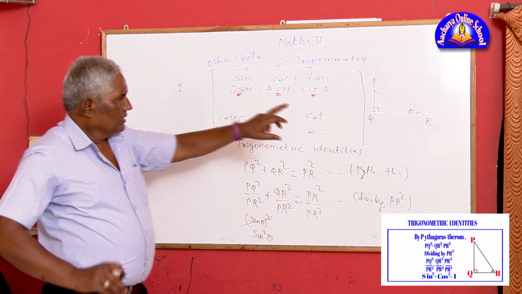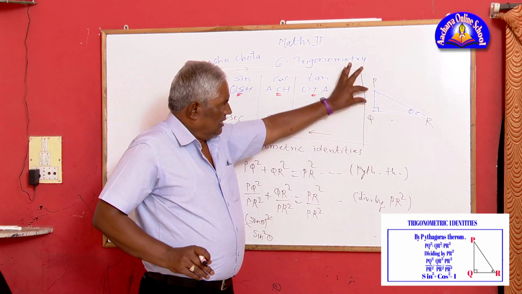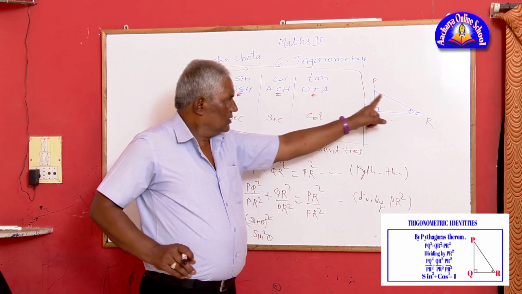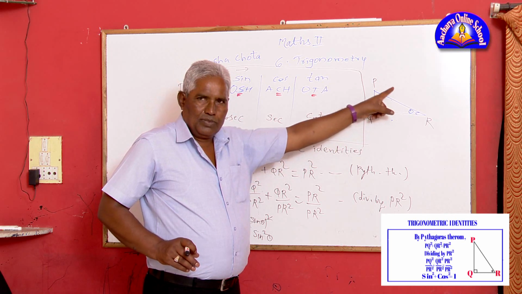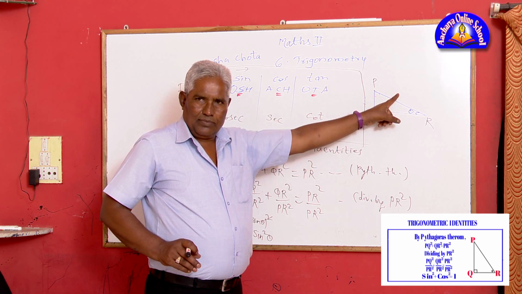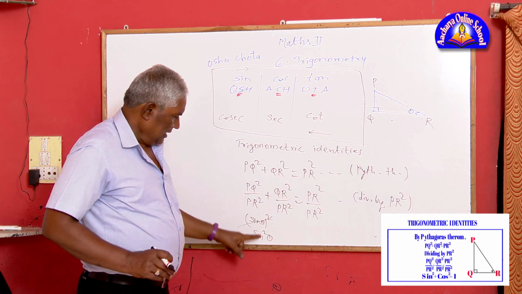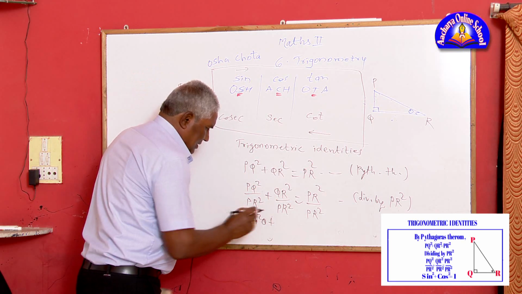We are studying the relation between these lengths. My length PQ upon length PR. Suppose this is 3, this is 5. Then it will be the square of 3 upon 5, that means 9 upon 25. And therefore you should write in this way, sine square theta.